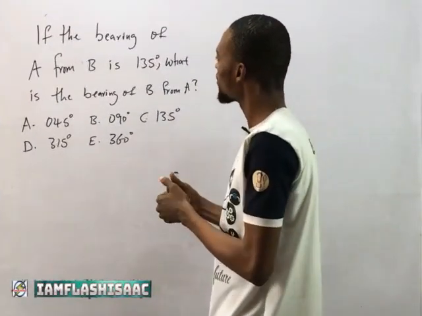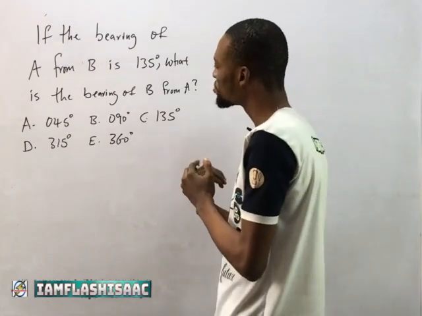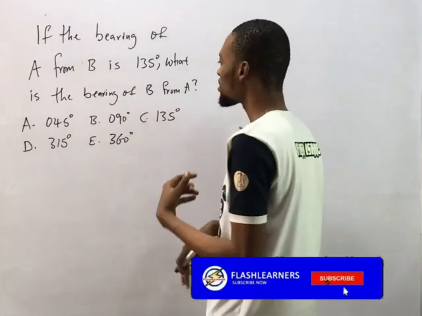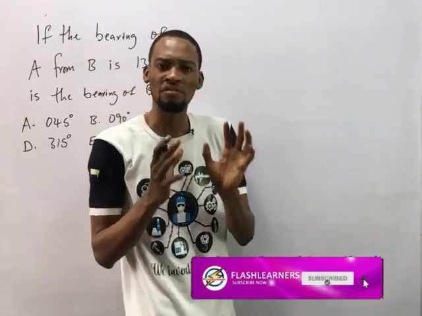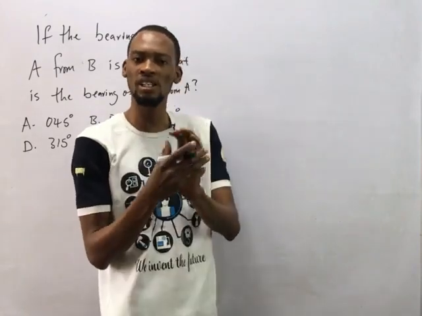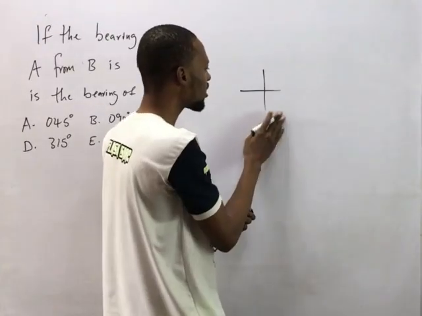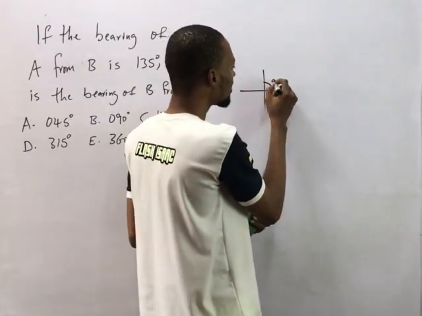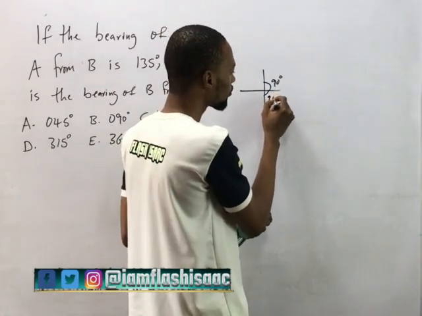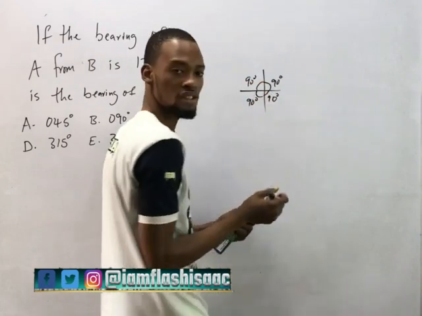If the bearing of A from B is 135 degrees, what is the bearing of B from A? Now, this is how you solve all these kinds of bearing questions. Bearing simply speaks of direction. When you are dealing with bearing, you are dealing with angles and directions. If I give you something like this, in this angle, this is simply 90 degrees. This is 90 also. This is 90 degrees and this is 90 degrees also.